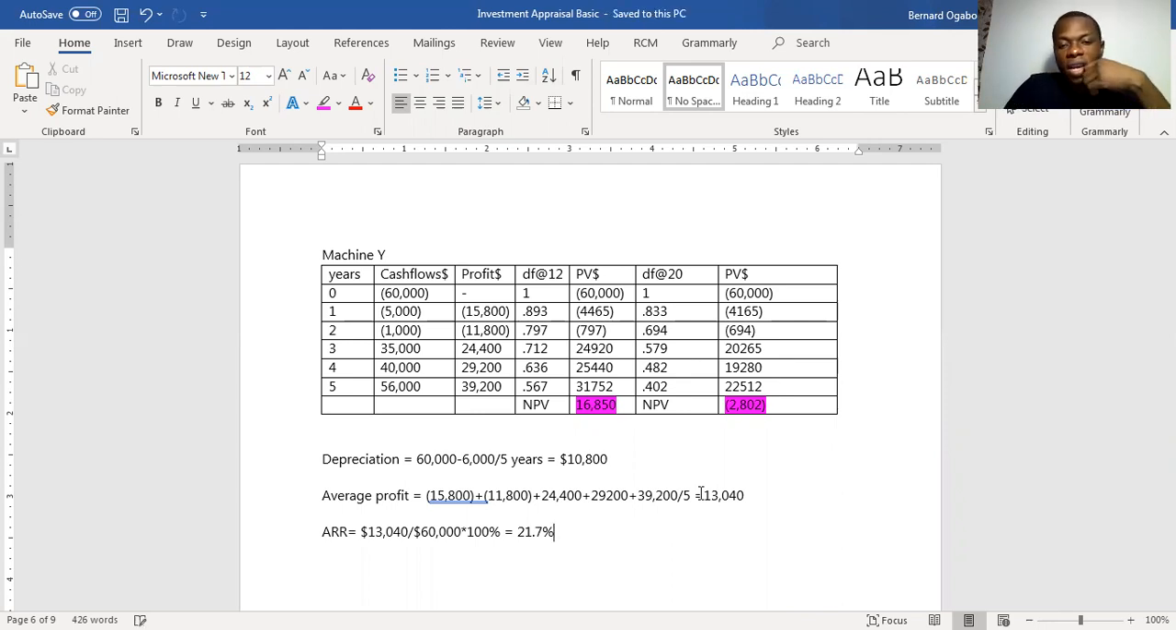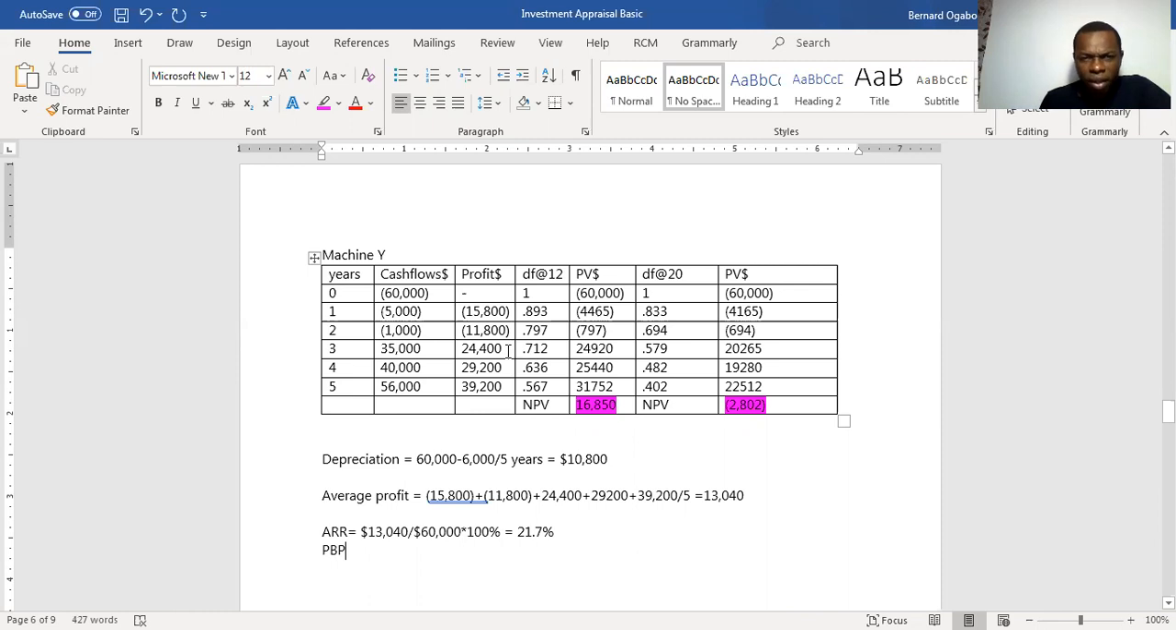So that we will now look at the payback period. We can't get our money back in year one. We can't get it in year two. We can't get it in year three. So let's see what it is.